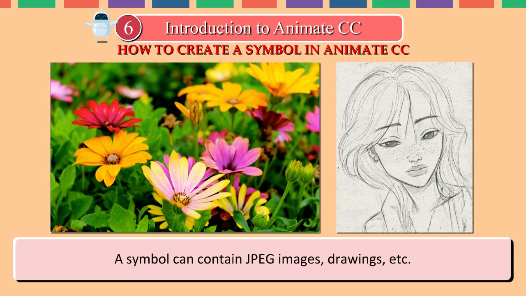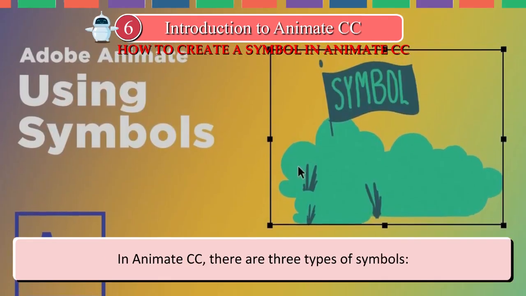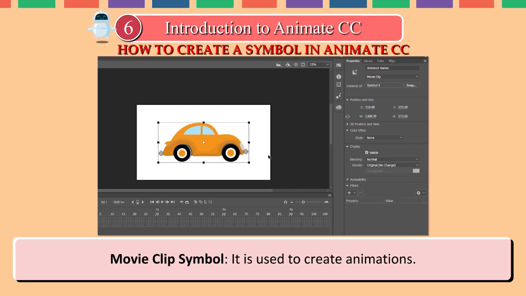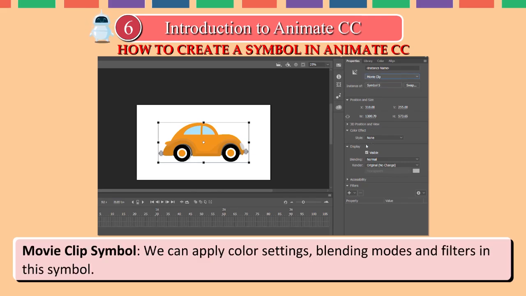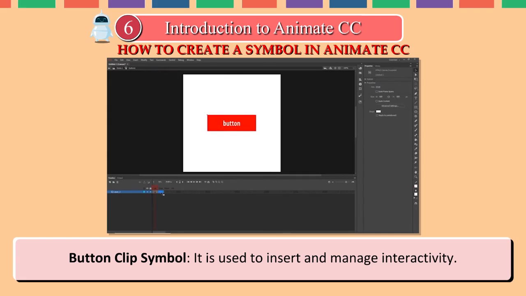A symbol can contain JPEG images, drawings, etc. In Animate CC, there are three types of symbols. Movie clip symbol, it is used to create animations. We can apply color settings, blending modes and filters in this symbol. Button symbol, it is used to insert and manage interactivity.